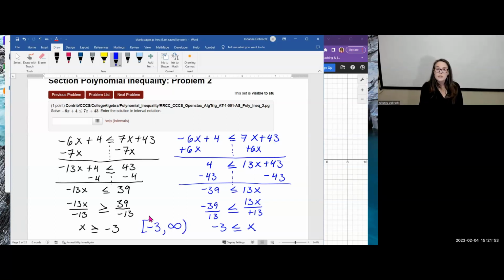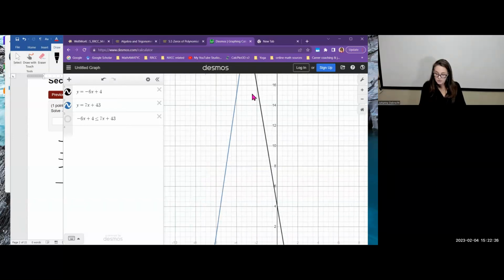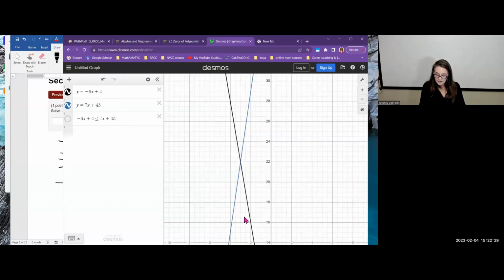Now, when we look at this on the graph, it's going to shade the part of the region where one line is above the other. So again, we're looking to see where negative 6x plus 4 is either equal to 7x plus 43, or where negative 6x plus 4 is smaller. So the y value is smaller. So we're going to come over here. You'll see negative 6x plus 4 is the black, and 7x plus 43 is in blue. Now we want the black to be lower than the blue. And I can't even see where they cross, so I'm simply going to drag it down until I can see it. I want the black to be lower than the blue.